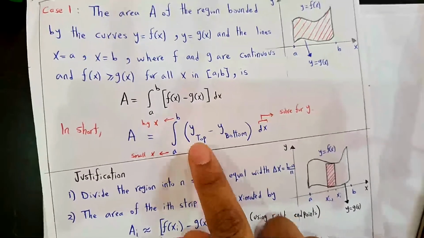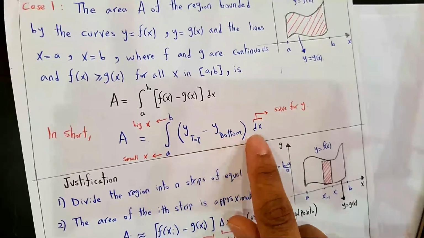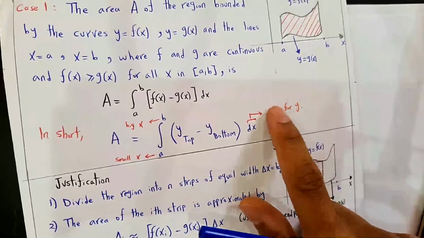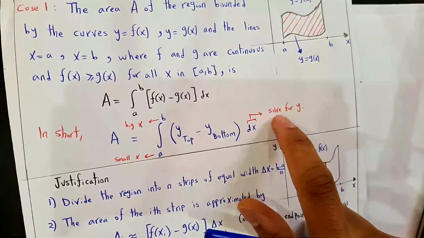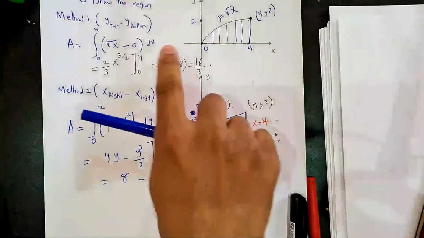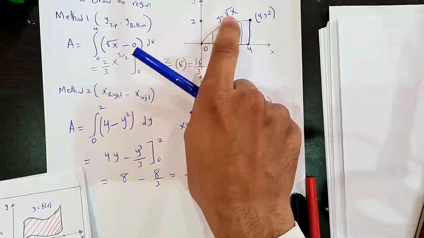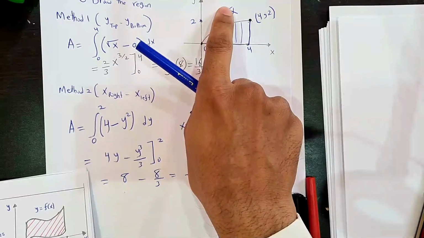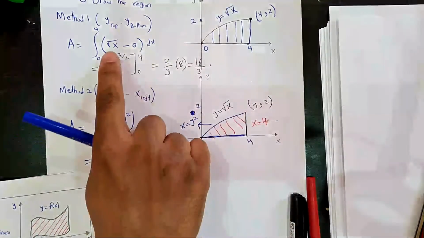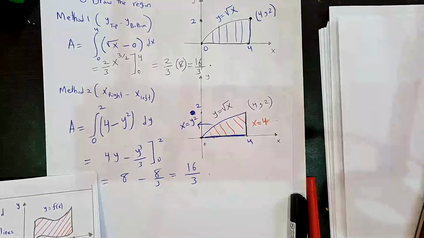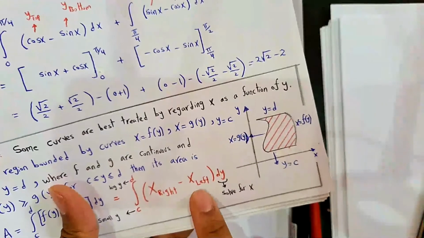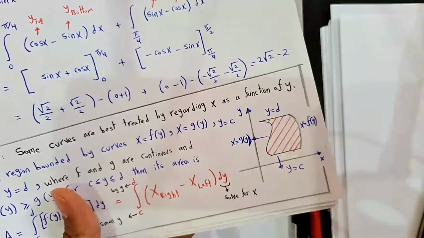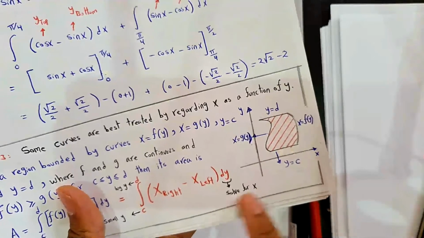Recall, in case number 1, we said y top minus y bottom dx. And they said you need to solve for y. Why do you need to solve for y? See please here. If you solve for y, then what do you get on the right hand side? You will get a function of x. So if you plug it here, you can integrate with respect to x easily. Similarly here, when we say x right minus x left, dy, I wrote here solve for x.